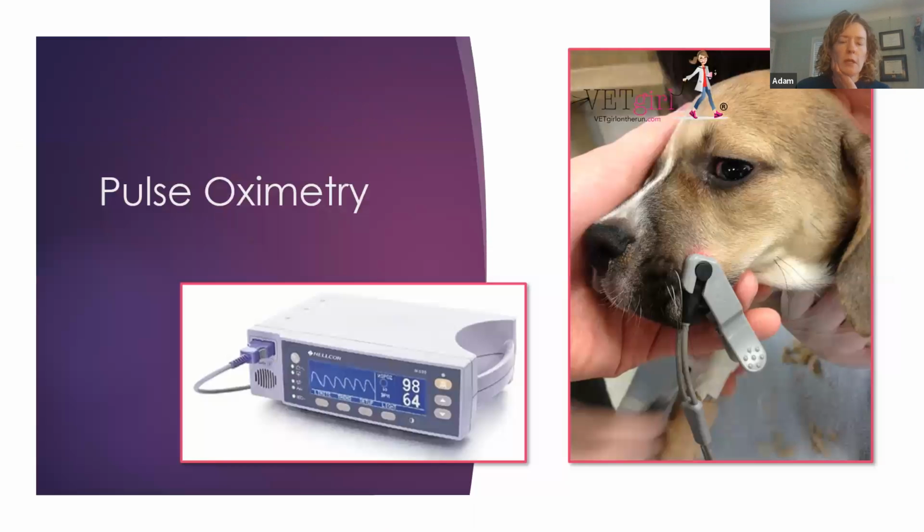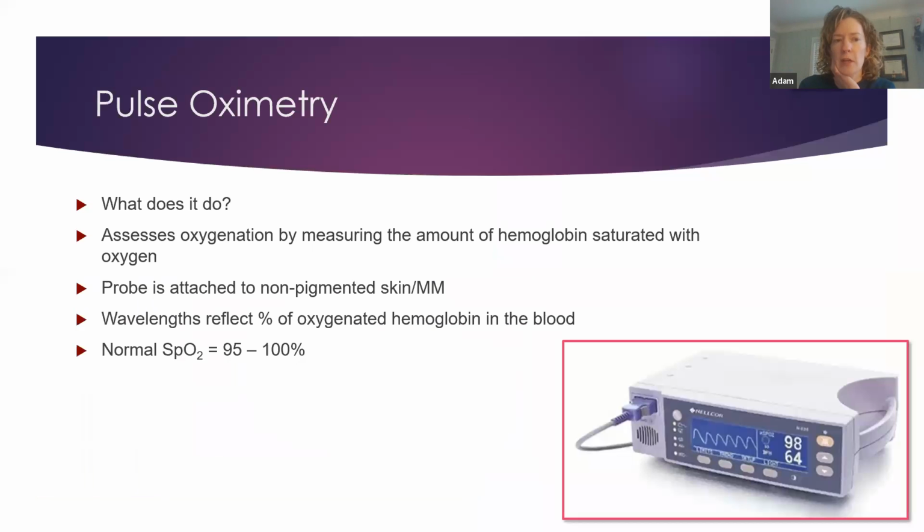Pulse oximetry, as we all know, is the tool we love to hate. When it works, it's wonderful. When it doesn't, it's a pain in the butt. But it is a really neat little device. So the idea here is that the pulse oximeter assesses oxygenation in the tissues, and what it's actually measuring is the percentage of our hemoglobins that are saturated with oxygen. So that percentage number is that.